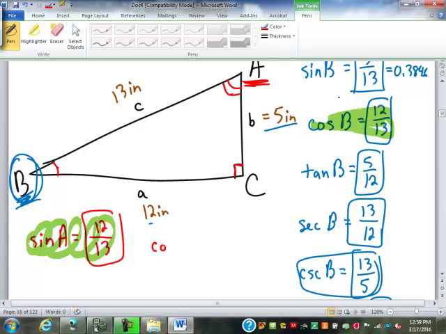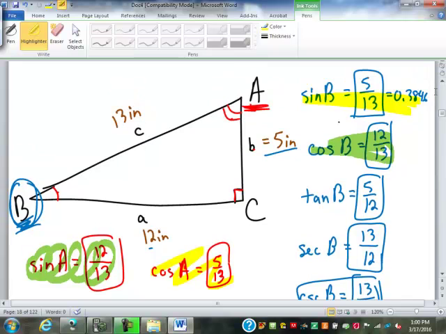So if I take the cosine of angle A, from angle A the adjacent side is the 5, over the hypotenuse of 13. Guess what? That's going to be equal to the sine of B. Do you guys see how I'm getting these functions?